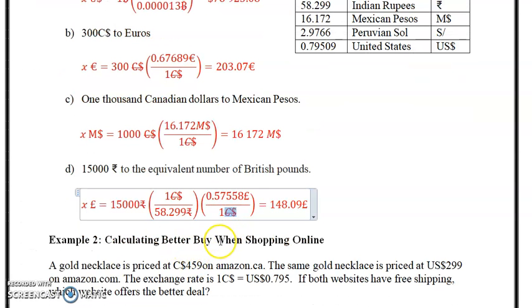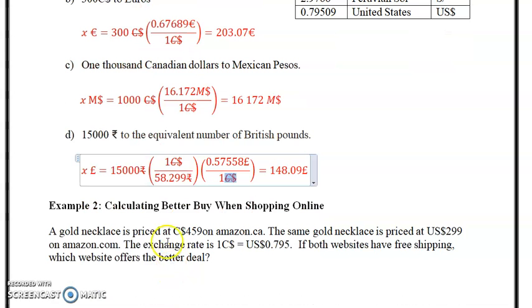All right, that's it for the first example, the first video. So in the next video, what we're going to do is calculate the better buy when shopping online in different currencies, essentially. All right, thanks everybody, and we'll talk again soon.